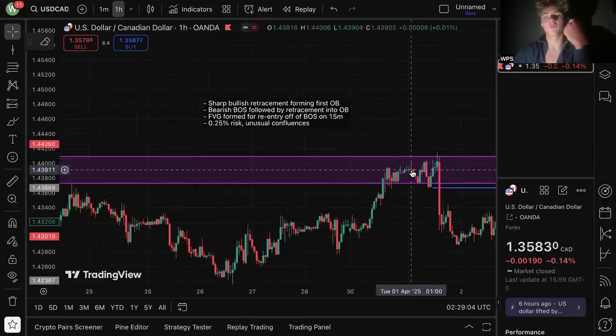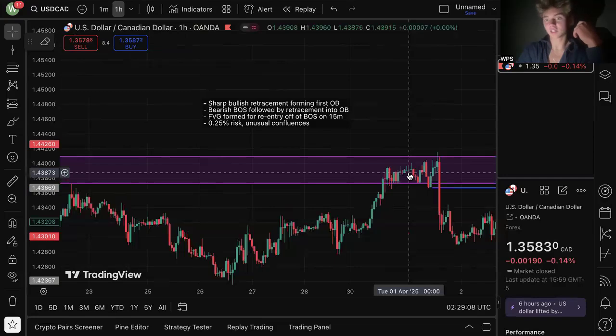I don't usually like when the body of it goes past the order block, because then that means to me that the order block is invalidated. As far as I know, that's my limited knowledge of the markets. That's how I think it'll go.